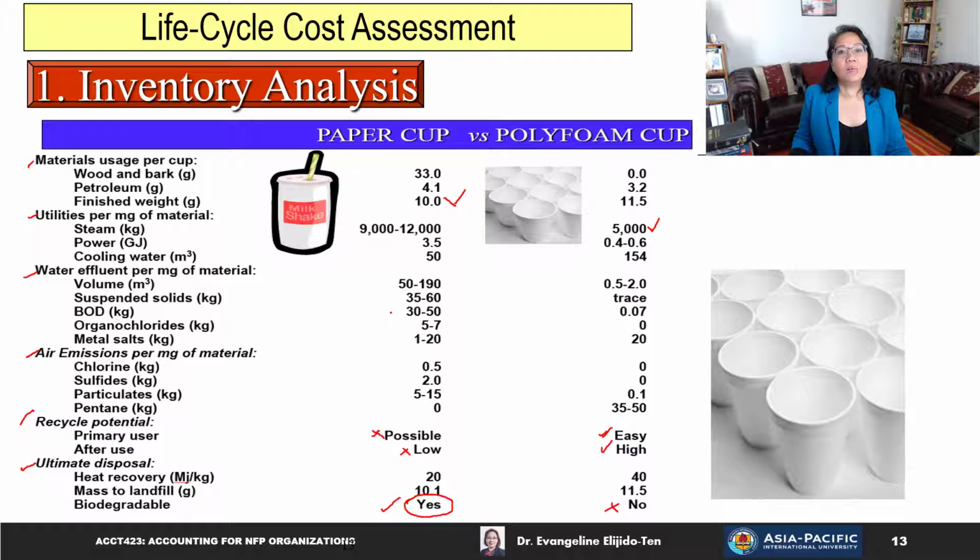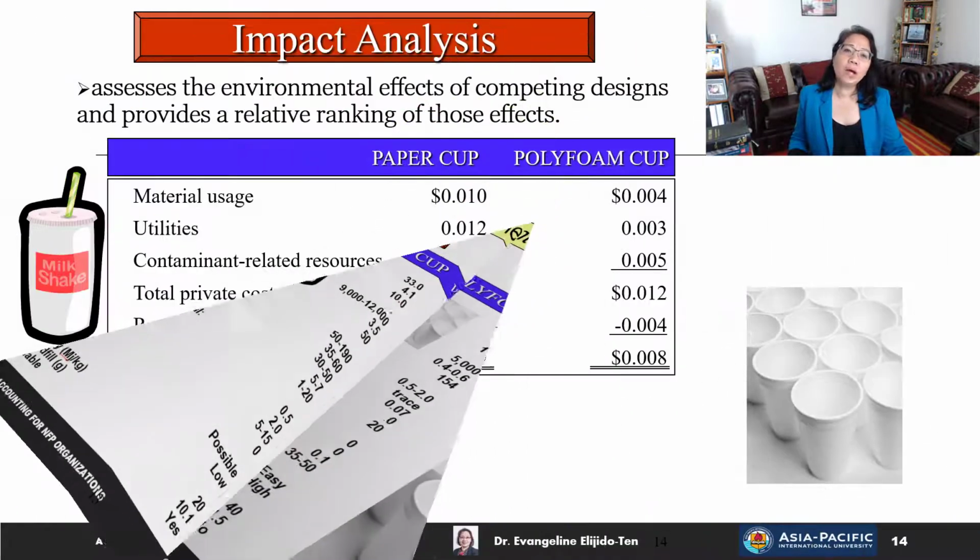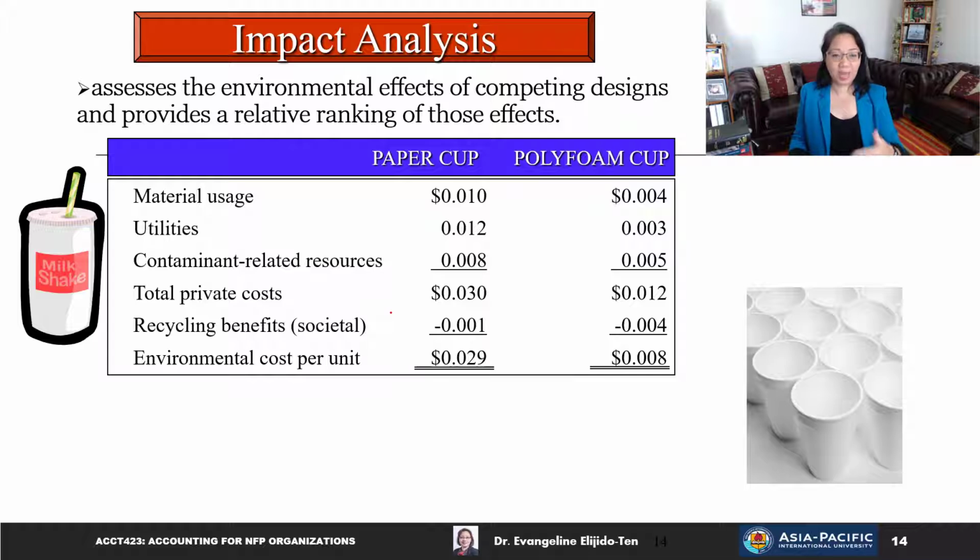So many companies will put it into one unit of measurement, because here we have different units of measurement. Some are in kilograms, some are in grams, some are in terms of recycling potential. You can't really put a number on that, and so forth and so on. So companies, in order to go to the impact analysis, where we will assess the environmental effects of competing designs and provide a relative ranking, some companies will put some dollar value on it.